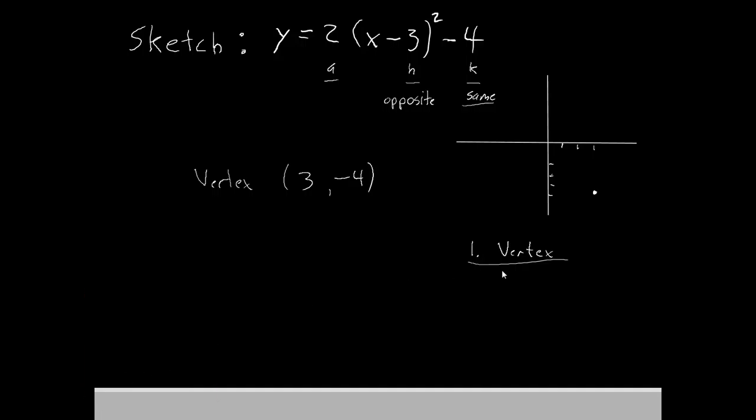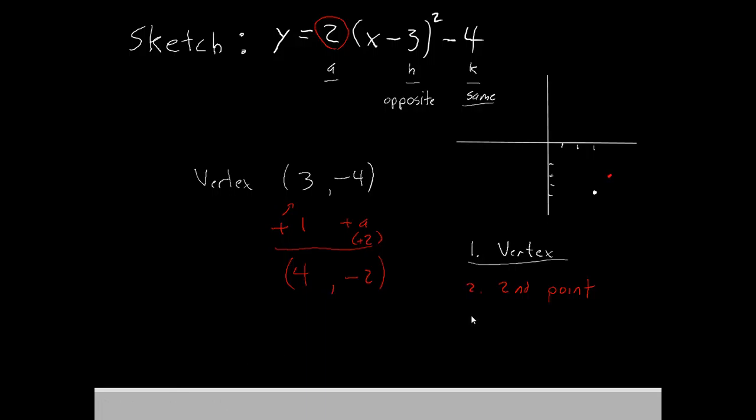Once we've gotten that first point, we now need to get a second point. Here's what we'll do to get that second point. We're going to add 1 to the x, and then add the value of a to the y, our a being this number in front of the parentheses. So for our second point, we will go 3 plus 1 is 4, and since a is positive 2, negative 4 plus 2 is negative 2. So our second point is 4, negative 2, which will be about here.